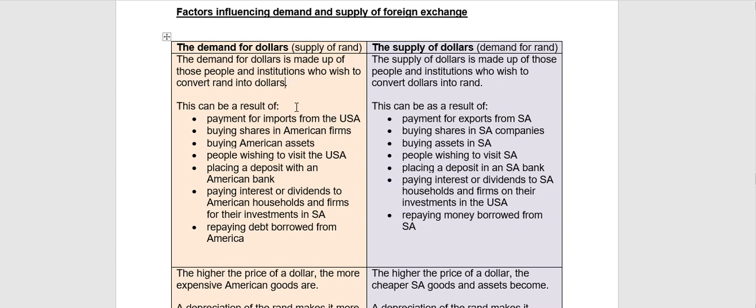Now, this can be as a result of various reasons. These bullets here, this is very, very important. Why would we have a demand for dollars, or why would there be a supply of rand? Because we are selling rand to buy dollars. Why would there be a demand for dollars? In South Africa, we are going to need dollars, for example, to pay for imports from America. So if we are importing goods and services from America, we need to pay them in dollars. So we would need to sell rand to buy dollars to pay America for the goods that we have imported.